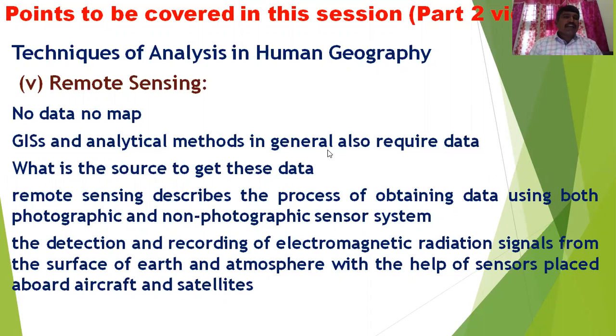One particularly important group of collection methods focuses on gathering information about objects from a distance. The term remote sensing describes the process of obtaining data or information using both photographic and non-photographic sensor systems. Remote sensing can be defined as the detection and recording of electromagnetic radiation signals from the surface of the Earth and atmosphere with the help of sensors placed aboard aircraft and satellites. These signals are usually recorded in digital form, where each digit denotes one piece of information about an average property of a small area of the surface of the Earth.